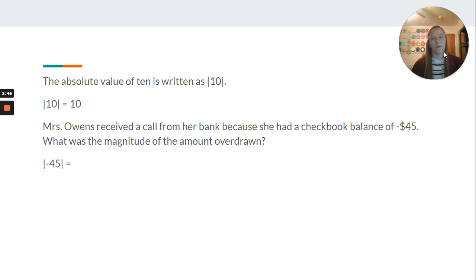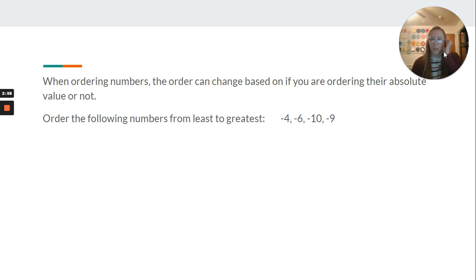We looked at a negative number with Mrs. Owens. Negative 45 is 45 because it's 45 spaces from 0. So absolute value always has a positive outcome.